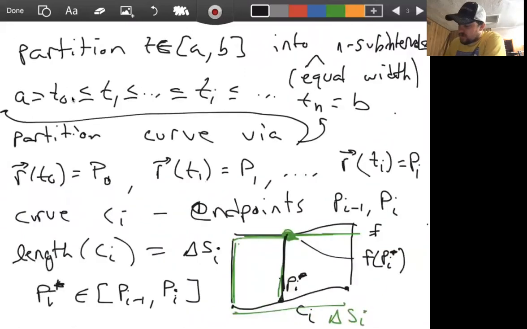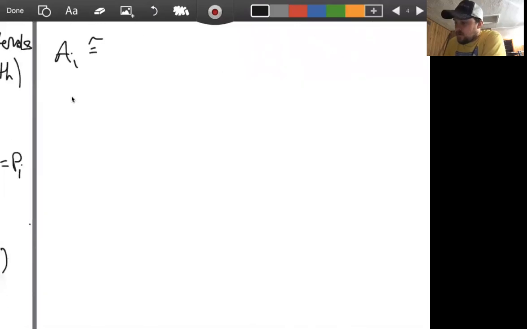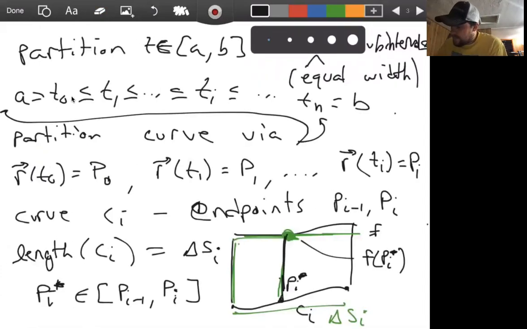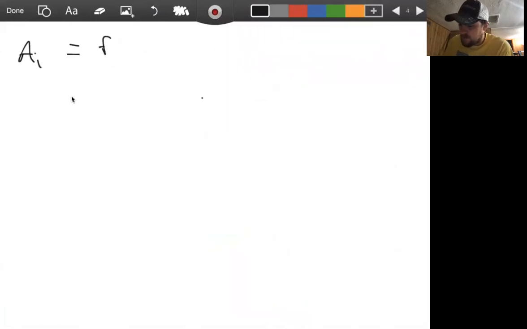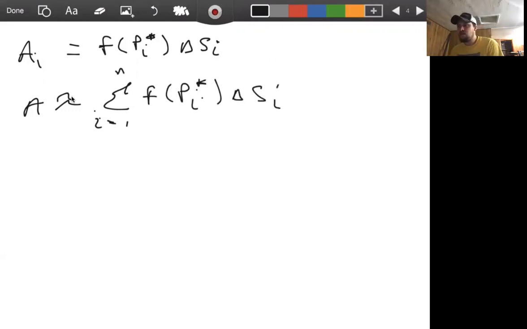And so we get an approximate area, the ith area, which is the area of the sub sheet or curtain over Ci. This is going to be approximately f of Pi star times the width, which is delta Si, because this is base times height. And so that means the area is approximately the sum as i goes from 1 to n of f of Pi star delta Si.